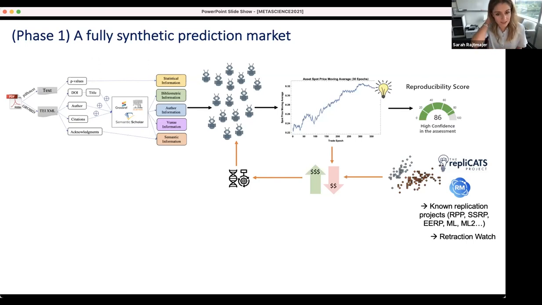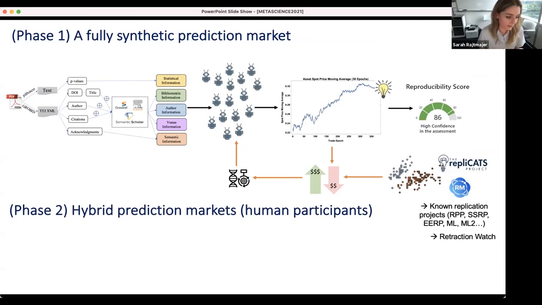At the bottom of this schematic are these orange arrows, and the orange arrows are the training process. In the beginning, we did not have any data from the replicats or the replication markets. Those were the two TA2 teams. We used known replication projects like the ones Anna described. But we also used other signals that were very imperfect, but we thought might have some signal for reproducibility. So we used papers that have been retracted from the Retraction Watch database. We also used papers that had been pre-registered and a few other things. And we used these to train our agents, basically using an evolutionary genetic algorithm where agents that did poorly were pruned from the system.